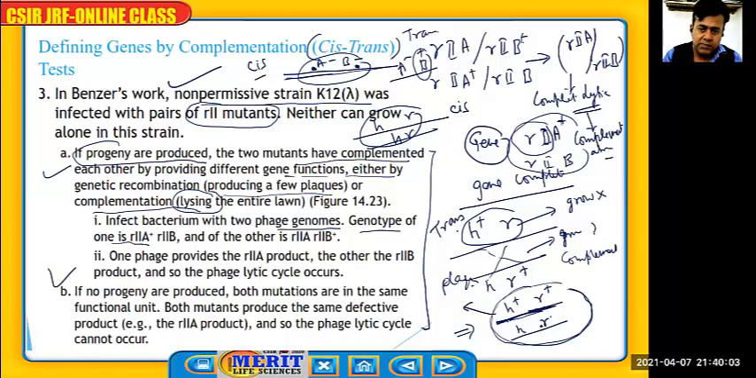What Benzer's conclusion was, the first thing, is that the position of the gene matters. If they are in the cis phase, they are not going to produce any kind of progeny. So for the HR, no progeny, right? H plus R plus can produce the progeny, but HR alone cannot produce the progeny because both the mutants are the same functional unit. That's why they later defined cistron, recon, muton.